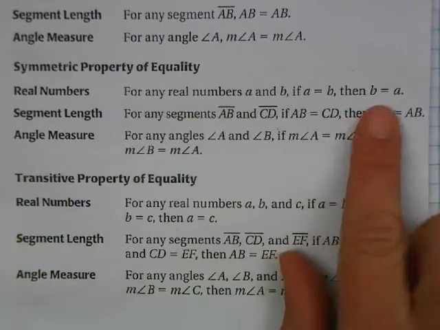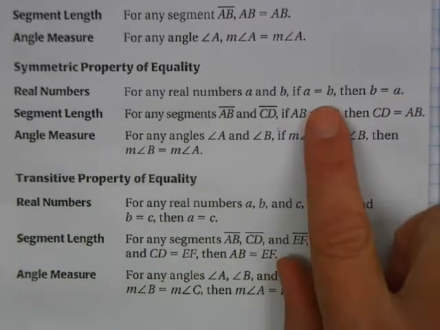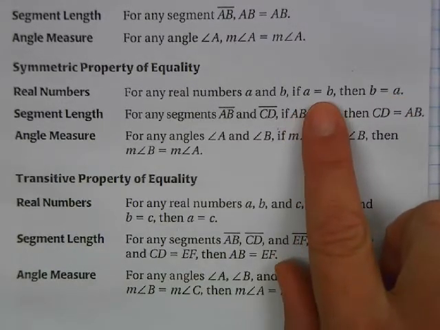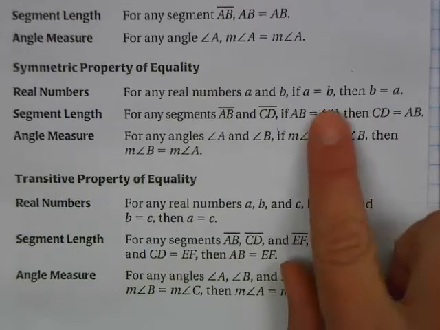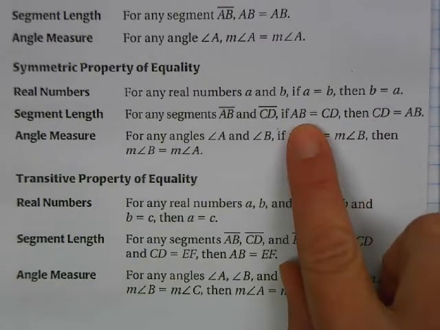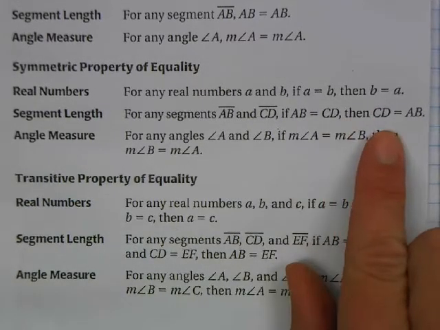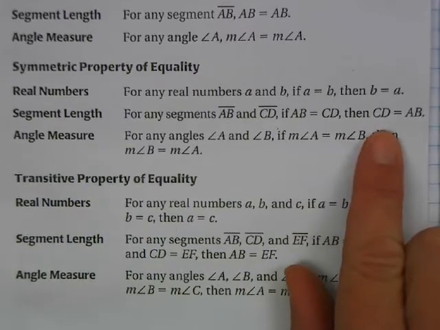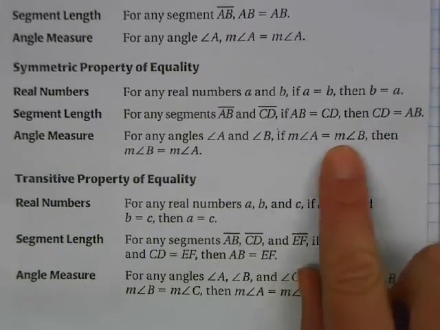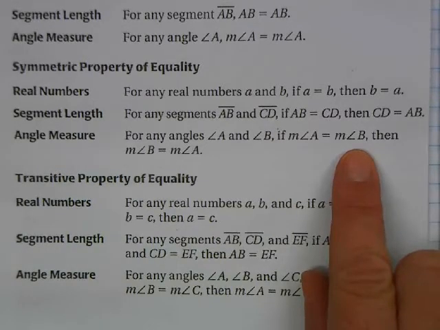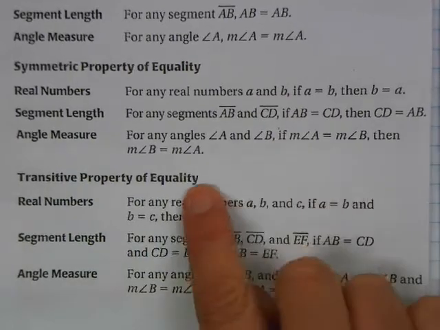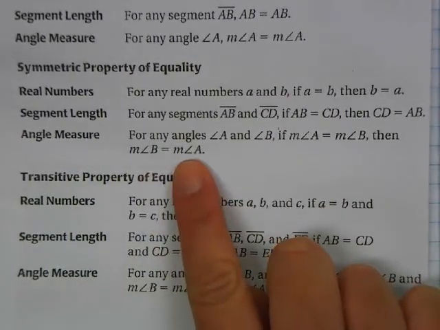Symmetric property is basically flipping the values around an equal sign. So for numbers, you could say that if A equals B, then B equals A. For segments, if AB equals CD, then you could flip the order and say CD equals AB. Same thing for angle measures. If measure of angle A equals the measure of angle B, you could flip the order and say the measure of angle B equals the measure of angle A.